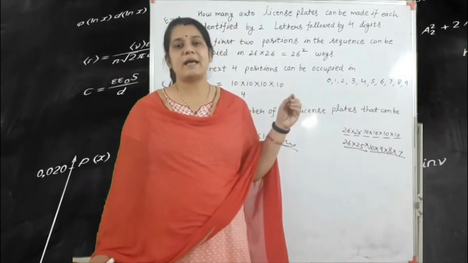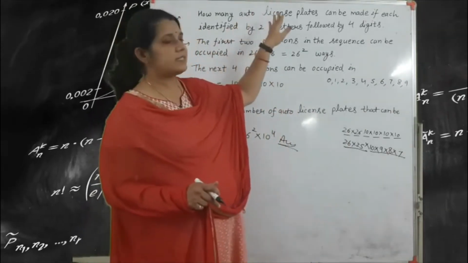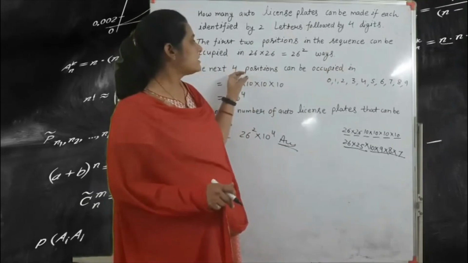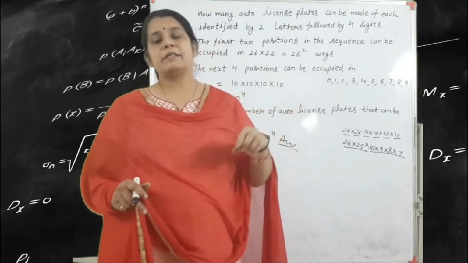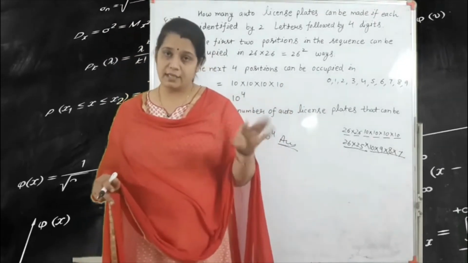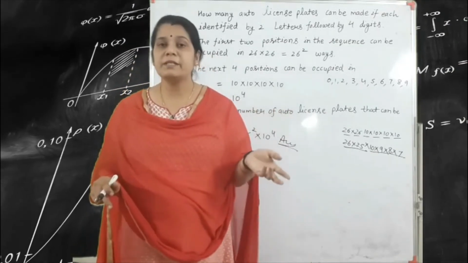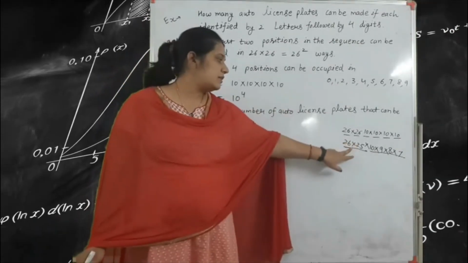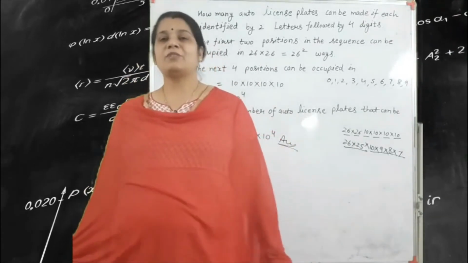So this is an example of the different types of the auto license plate problem. If the question does not state whether repetition is allowed or not, always consider that repetitions are allowed. But if it is given that repetition is not permitted, then we use this type of process. So this is an example of permutation.